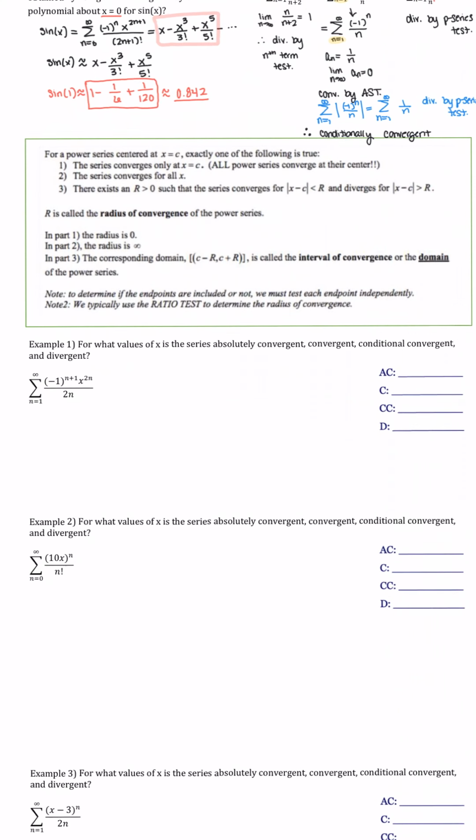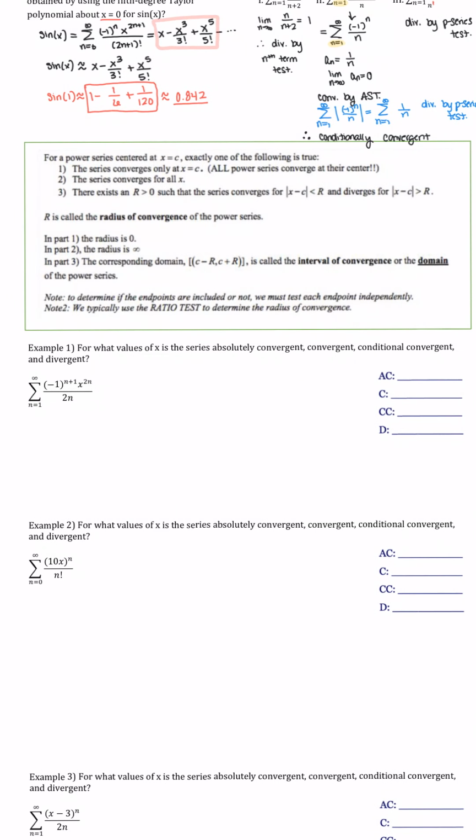For a power series centered at x equals c, exactly one of the following conditions is going to be true. The series converges only at x equals c, which is its center. And note that all power series are going to converge at their center. This is very important. All power series converge at their center. If this is the case, and the series converges only at its center, that means its radius of convergence is equal to 0. That was the capital R that we have discussed, but haven't clearly defined. So radius of convergence is 0 if it only converges at its center, at one point.